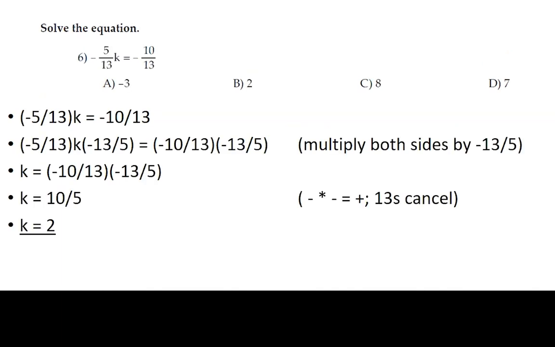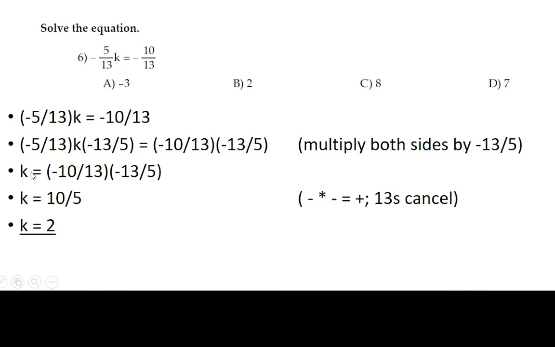Number 6, a little more complicated here. We have negative 5/13 k equals negative 10/13. To get rid of a fraction, we multiply by the reciprocal. So to get rid of the negative 5/13, we're going to multiply by negative 13/5. Flip the fraction, keep it negative. Whatever we do on one side, we do on the other, so we're multiplying both sides by negative 13/5.